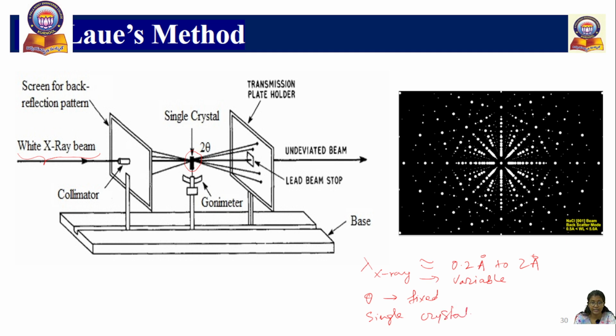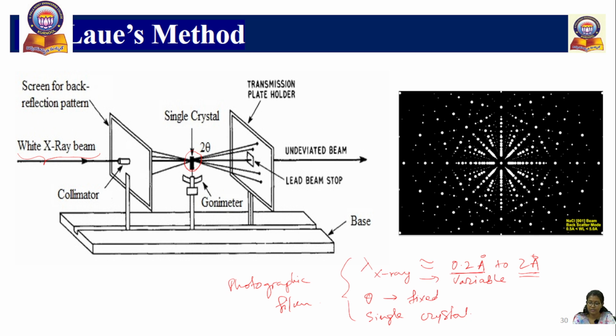And how do we detect the X-ray? Previously, in Bragg's spectrometer, we used an ionization chamber. In this case we do not use an ionization chamber, we use a photographic film. So when this white X-ray is incident on the crystal where theta is fixed, for some values of lambda it gives a maxima, for some values of lambda it gives a minima. Those which give a maxima form a dot on this photographic plate. If the crystal has some kind of pattern, that pattern can be studied from these spots. This is known as a Laue spot.